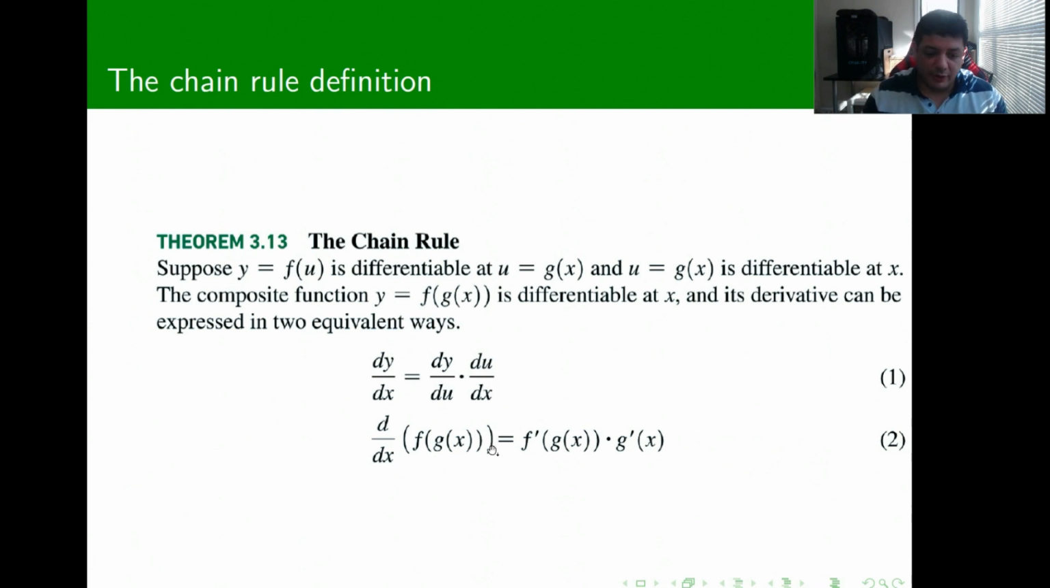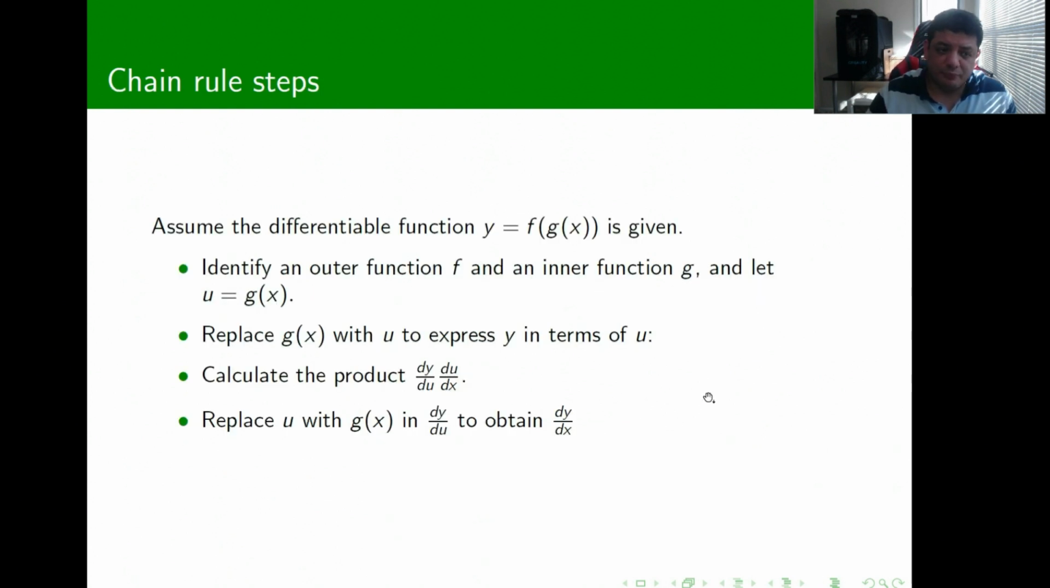Or we consider the composite function, and we take the derivative of f composed g, and that is going to be f prime composed g times the derivative of g. Essentially, we take the derivative of the main function, compose the original g, and we multiply it by the function on the inside, which is g, and we take the derivative of that. Okay? So let's summarize that in certain steps.